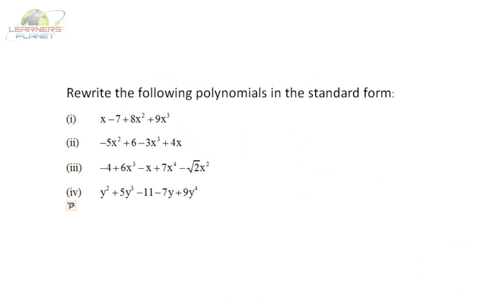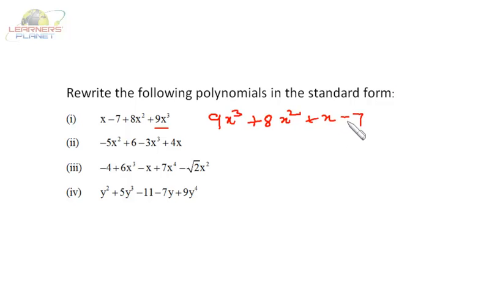Now friends, let's discuss how to write a polynomial in standard form. When we wish to write a polynomial in standard form, we should begin with the term having the variable with the highest exponent. So let's do the first example. It's 9x cube, then plus 8x square, then plus x and minus 7.